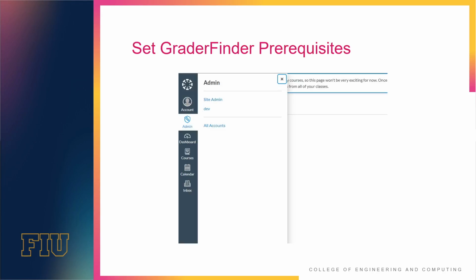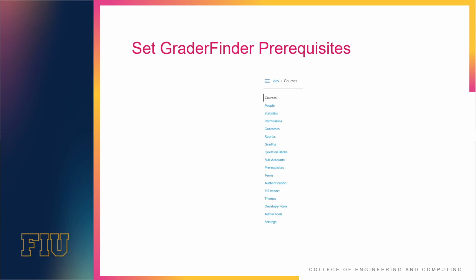In order to add prerequisites to an account, which is what makes them show up in the drop-downs during grader and course creation, an admin user must log in. The admin must click on the Admin button on the sidebar and select the account for which they want to add prerequisites. On the resulting page, click on the Prerequisites button on the sidebar.